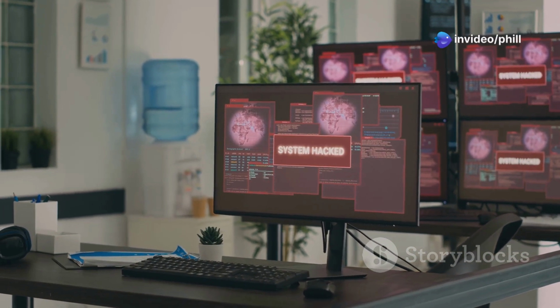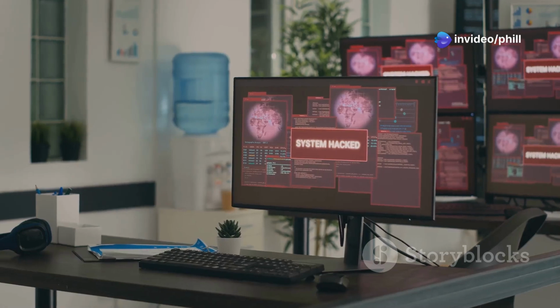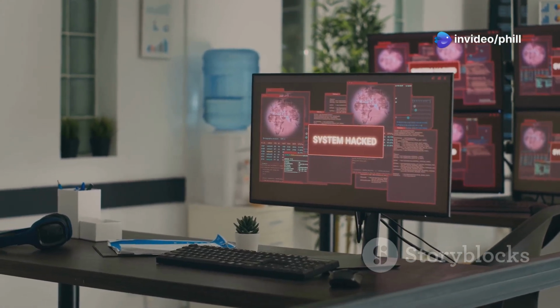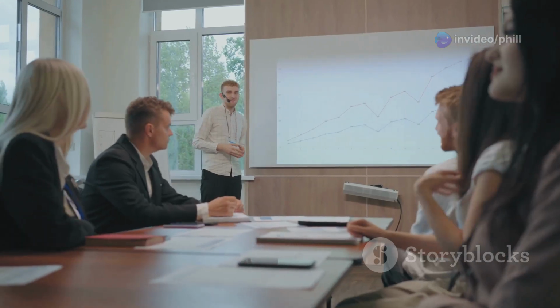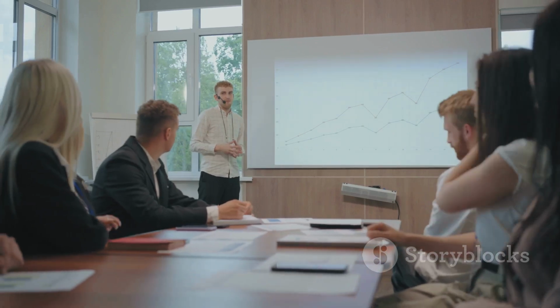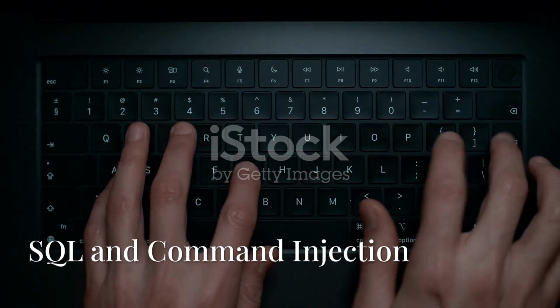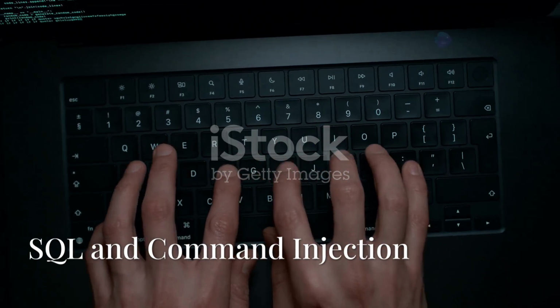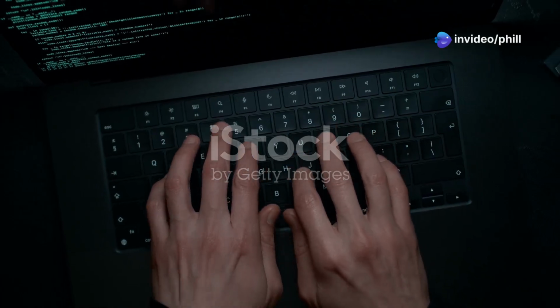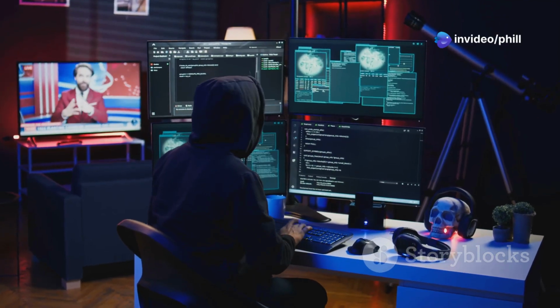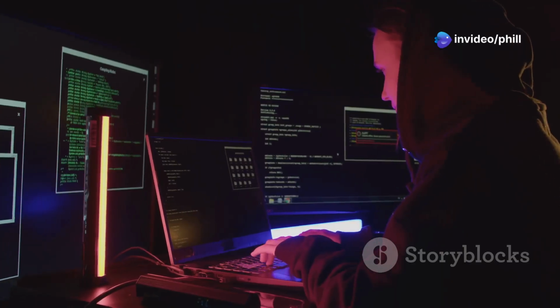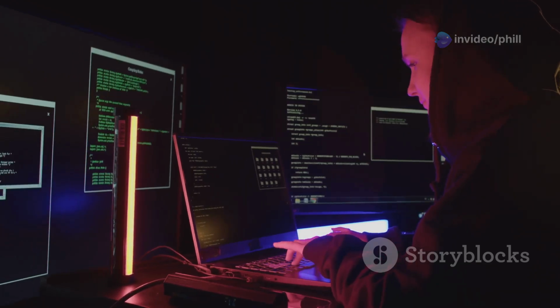The consequences of successful injection attacks can be devastating, both for individuals and organizations. It's crucial to understand how these attacks work and what measures can be taken to prevent them. Among the various injection techniques, SQL injection and command injection are the most prevalent. Let's shed some light on these notorious methods.